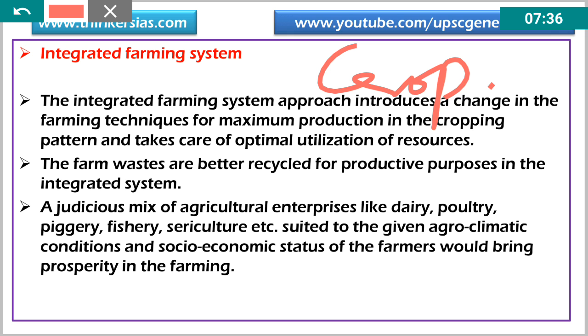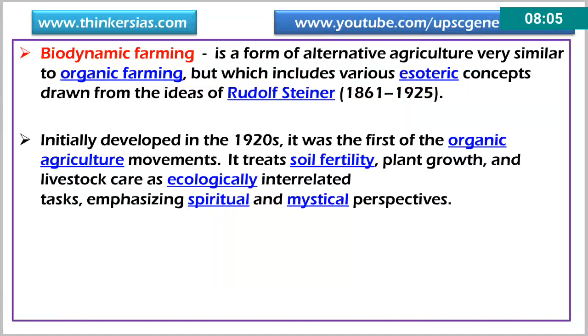It integrates both crop cultivation as well as animal husbandry in order to provide insurance to the farmer, in order to provide maximum returns to the farmer in case of any emergency situation. So it is the cultivation of agricultural crops, dairy, poultry, piggery, fishery, sericulture on the same piece of land to provide sustainable livelihood for the farmer. That's why it's called integrated farming system. So please remember from the prelims point of view. So that is about the integrated farming system.